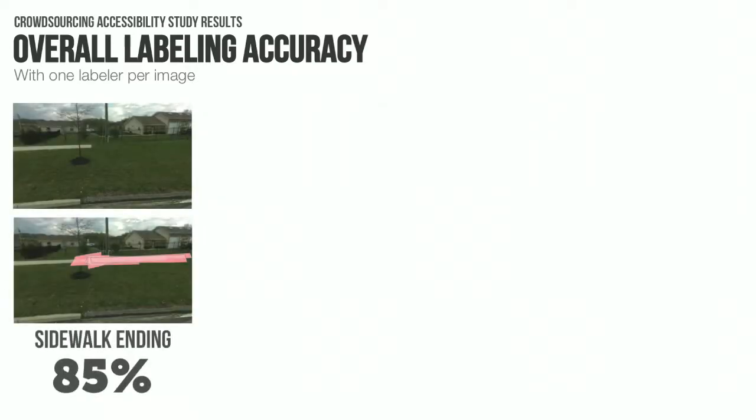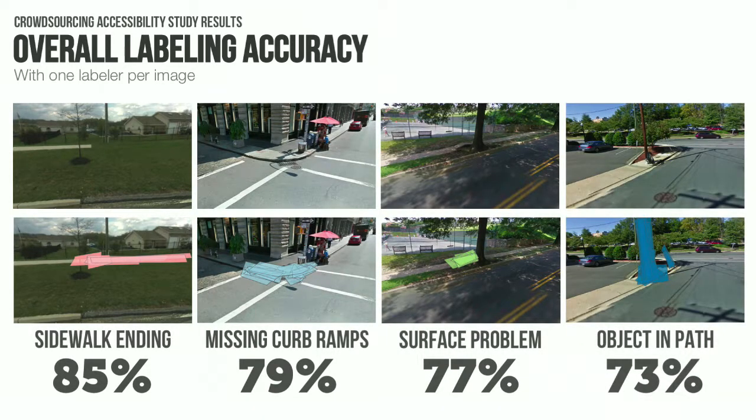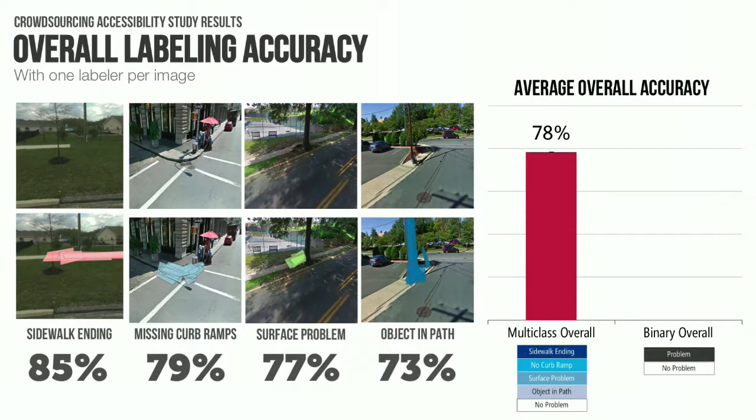And with 1 labeler per image, our results were 85% down to around 73% for object and path. And if you look at the overall average, it was about 78%. If you discard label type and you don't care about the category, but just whether or not someone was able to find an accessibility problem, you get a marginal increase, as expected, 81%.